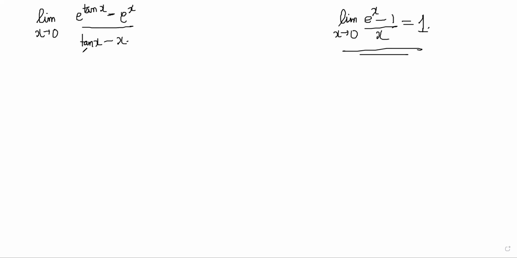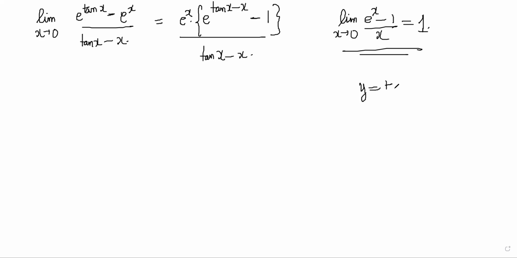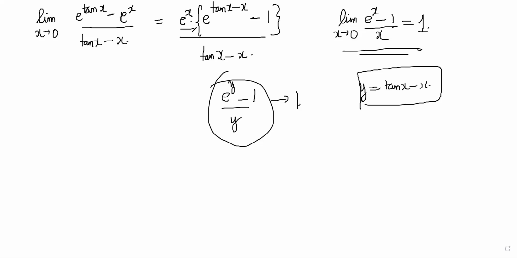Now for a moment let's think of this. If I take e power x common here, what comes on top? e power tan x minus x minus 1, by tan x minus x, right? Can you see that if I take y as tan x minus x, it will be e to the power y minus 1 by y, and y is tending to 0, just like x is tending to 0? That would be 1. So this limit will become 1 and e power x is 1 only. Answer is 1.